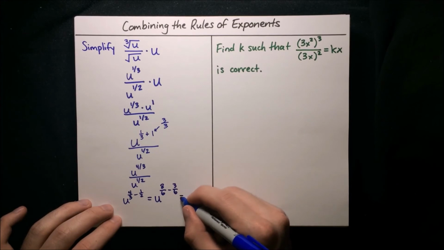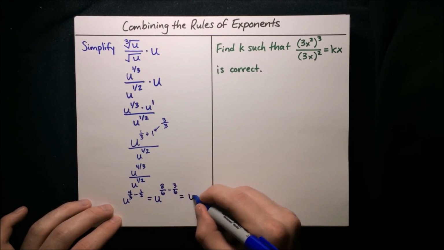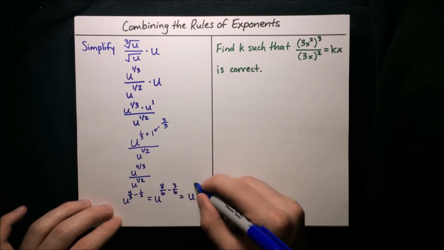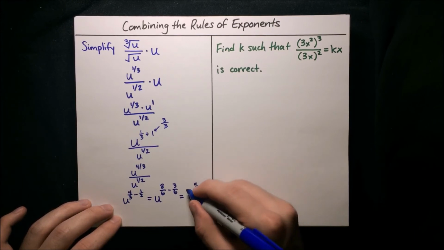And now we can subtract those fractions. 8 over 6 minus 3 over 6. Well, 8 minus 3 is just 5. So we've got u to the 5/6 power.